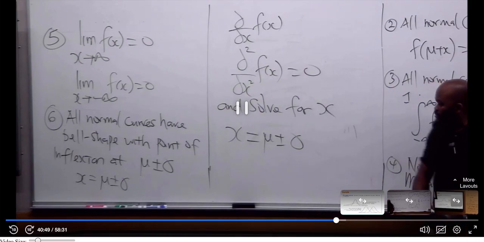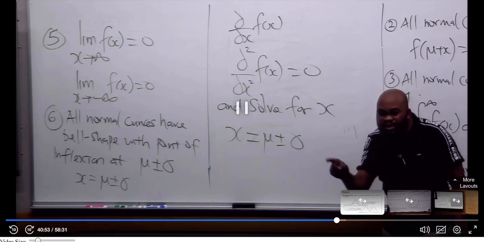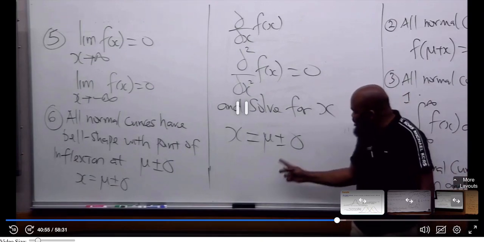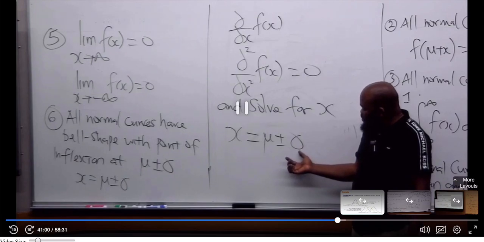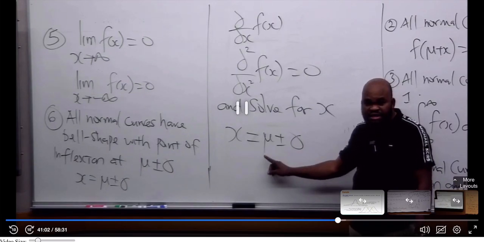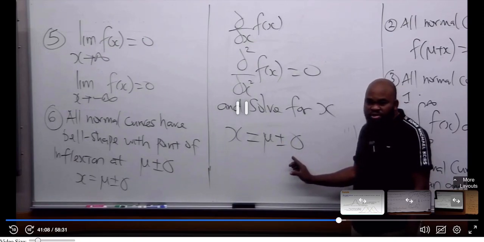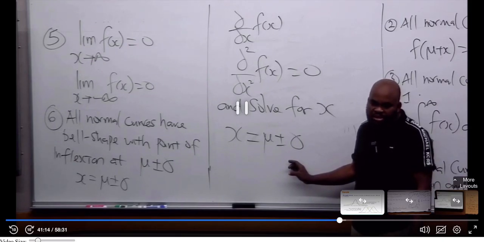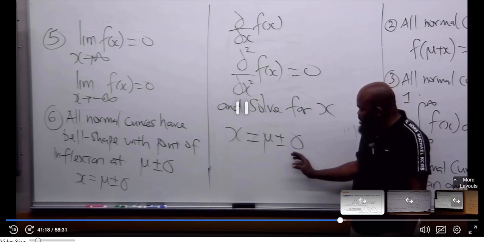The point of inflection has a statistical implication. It is one standard deviation within the mean. Mu minus sigma indicates one standard deviation below the mean, and mu plus sigma indicates one standard deviation above the mean. So this is a point of inflection.